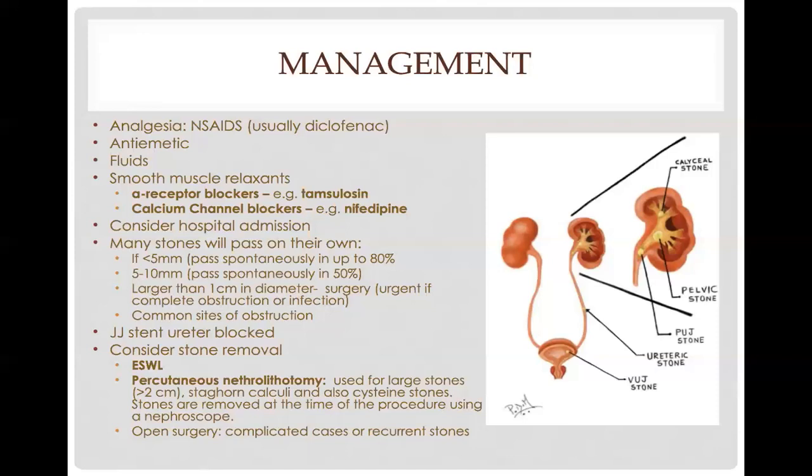You could consider percutaneous nephrolithotomy, which is used for larger stones more than 2 centimeters, or if there's a staghorn calculi, and also if there's any cystine stones. And open surgery is usually not utilized in this day and age, but can be used if there's complicated cases or if there's a patient that has recurrent stones.